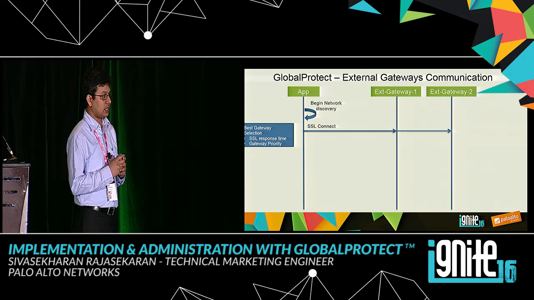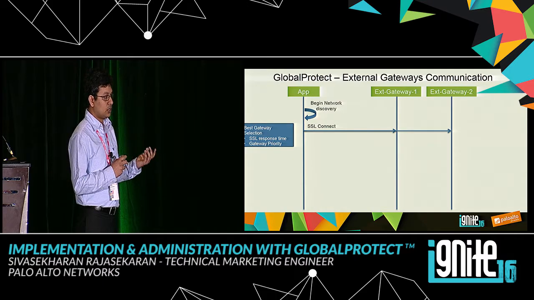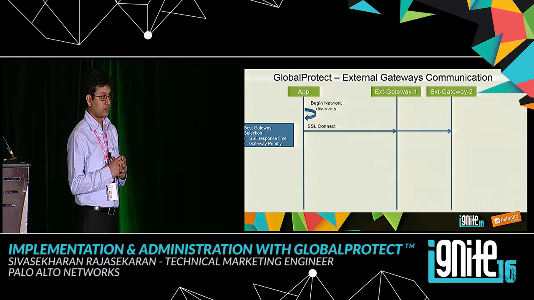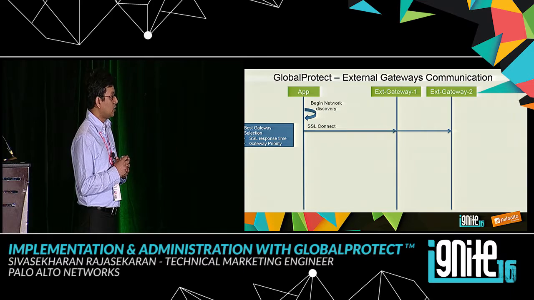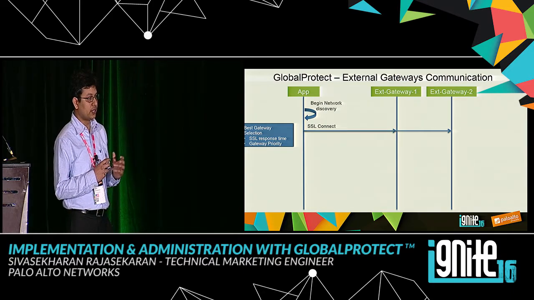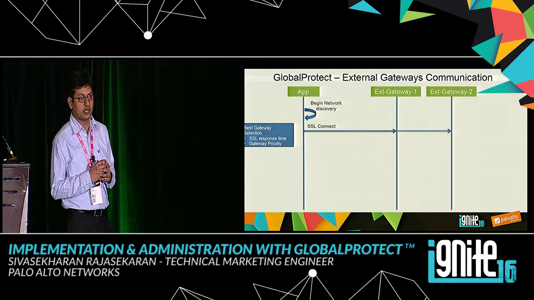And having configured and deployed multiple external gateways, you would turn on auto discovery on the portal. And the client would start to do the auto discovery immediately after it identifies that the client is in an external network.